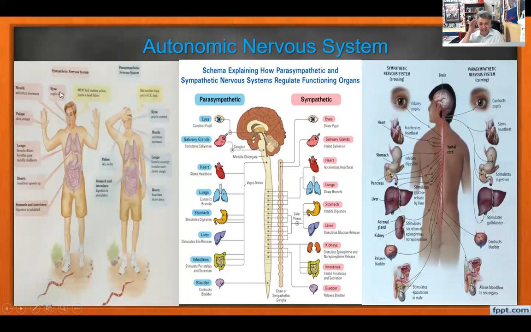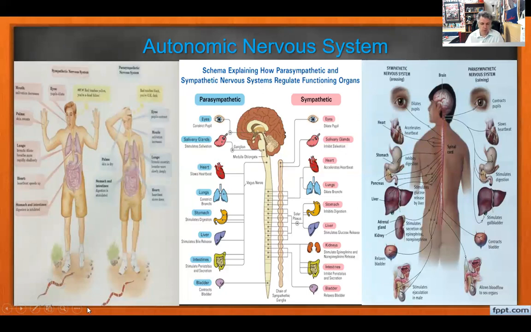My pupils are going to dilate because I need more information to come in. I'm going to start to sweat because I need to reduce the heat as much as possible. The lungs and my heart are going to beat faster. And again, my stomach and intestine are going to slow down because I don't have time to waste on my digestive system. A snake's going to kill me.